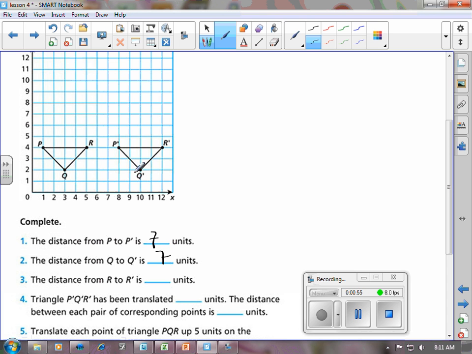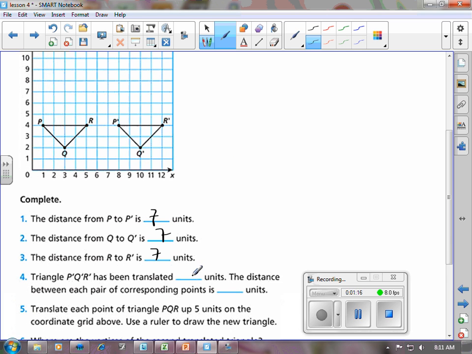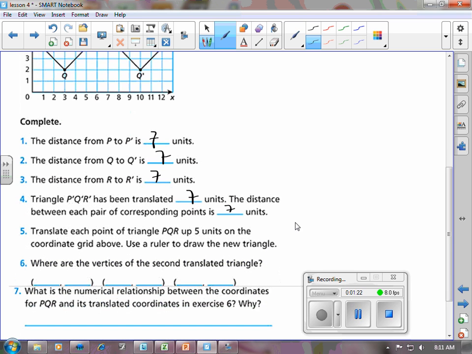So it's just counting these, or the other way you could do it is take this Q, it's 10, and subtract 3 from it, you get 7. Take the R point, 12, and subtract 5 from it, and again you get 7. And we're just talking on this x-axis because it wasn't translated on the y-axis, it was translated across the x-axis. So triangle PQR has been translated 7 units, there are 7 units between each one. It's a little bit repetitive there.